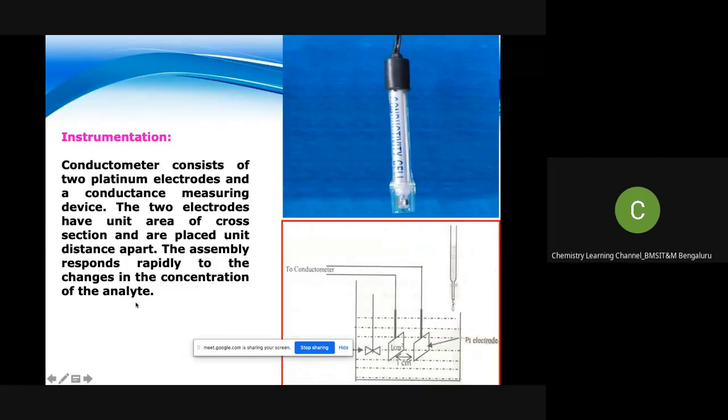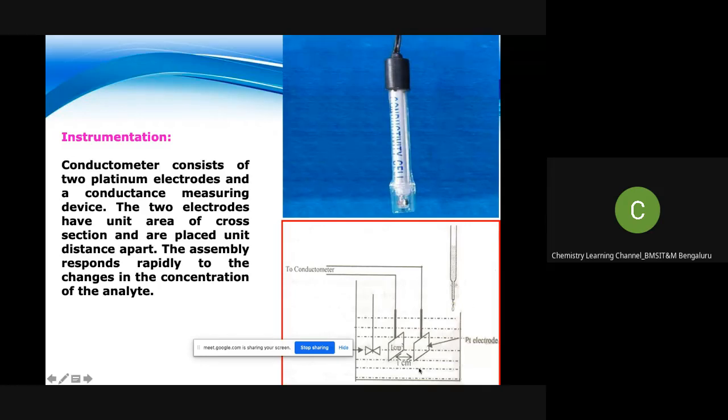Analyte means test solution. So what does this conductivity cell consist of? It consists of 2 platinum electrodes at the bottom. These 2 platinum electrodes are present in a unit area of cross section with unit distance apart. And using this conductivity cell, we are going to measure the conductance of the solution using the instrument conductometer. So this is the instrumentation.